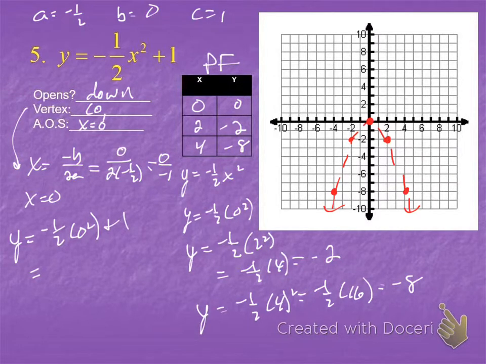0 squared is 0. 0 times negative 1/2 is 0. 0 plus 1 is 1. So all we really got to do is shift all of our points up one spot. That's easy enough. This guy goes here. This guy goes here, goes here, goes here, and here. And there's your graph.